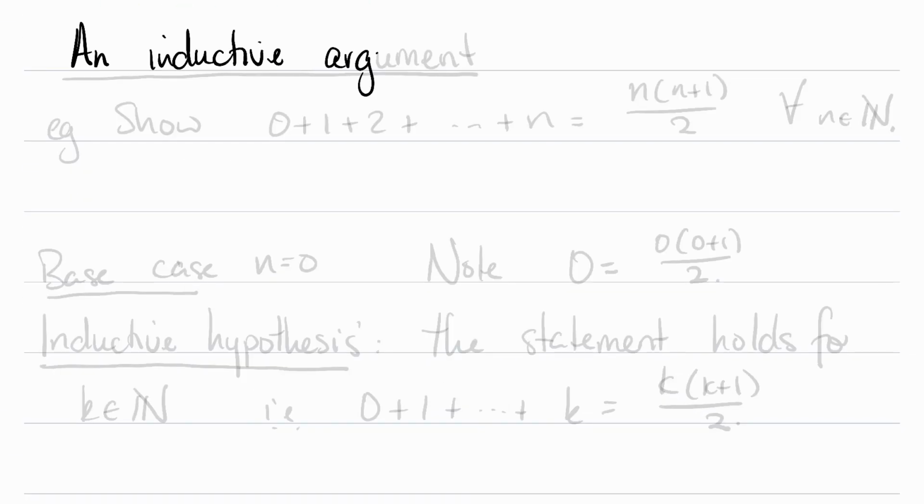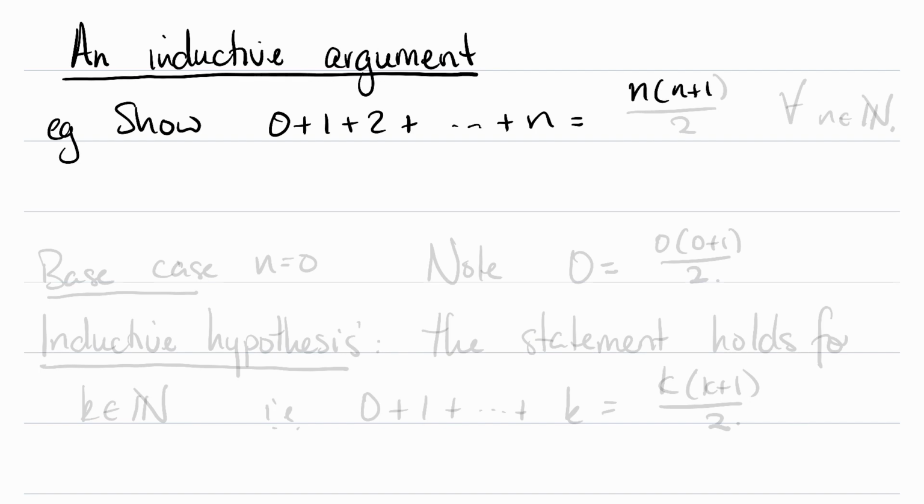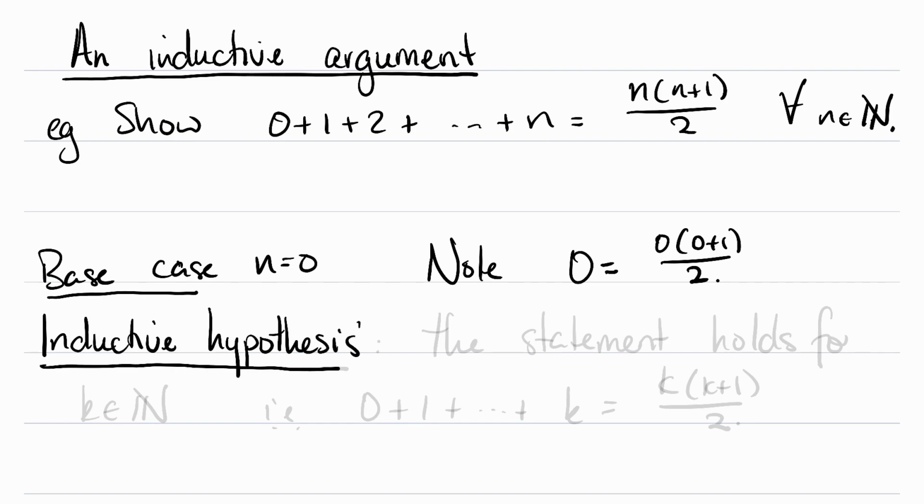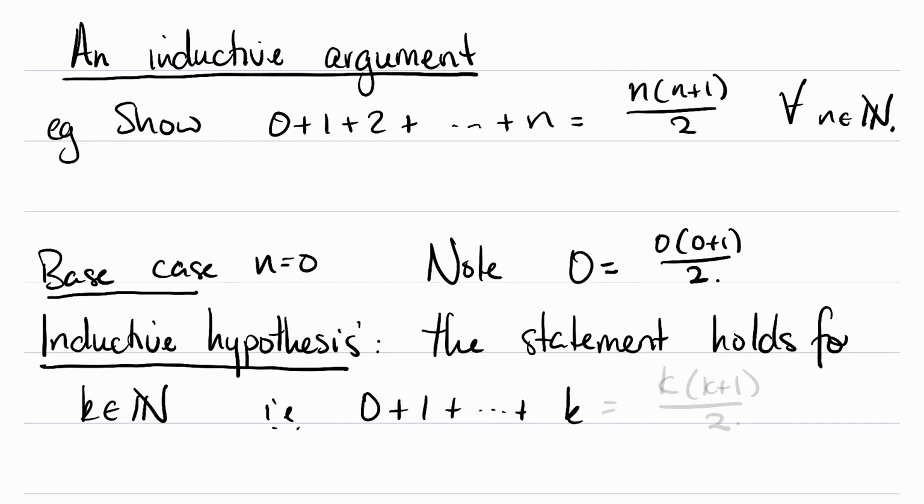An inductive argument. We're going to show that 0 plus 1 plus 2 plus all the way up to n is equal to n times (n plus 1) over 2 for all natural numbers n. The base case is that n is equal to 0. Here we can just note that 0 is equal to 0 times (0 plus 1) over 2. Next, we're going to assume the inductive hypothesis. That is, we assume that the statement we want holds for some k in the natural numbers. So we're going to assume that 0 plus 1 plus ... up to k is equal to k times (k plus 1) over 2.